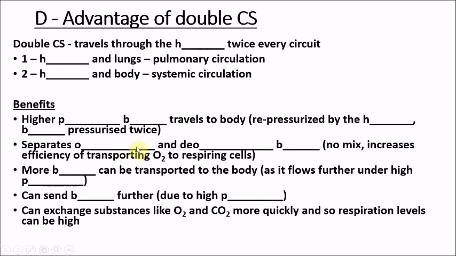It separates oxygenated and deoxygenated blood, which is a good thing because you don't want deoxygenated blood going to cells that need to respire. So that increases the efficiency of transporting oxygen. So that's always helpful. Also, more blood can be transported to the body because you can transfer it under higher pressure, therefore more of it flows. You can send blood further because there's a higher pressure. And you can exchange substances like oxygen and CO2 more quickly. So respiration levels can be high, for example, during exercise.